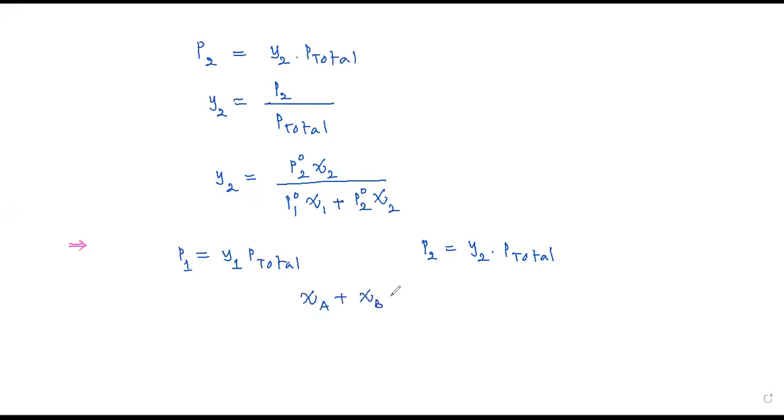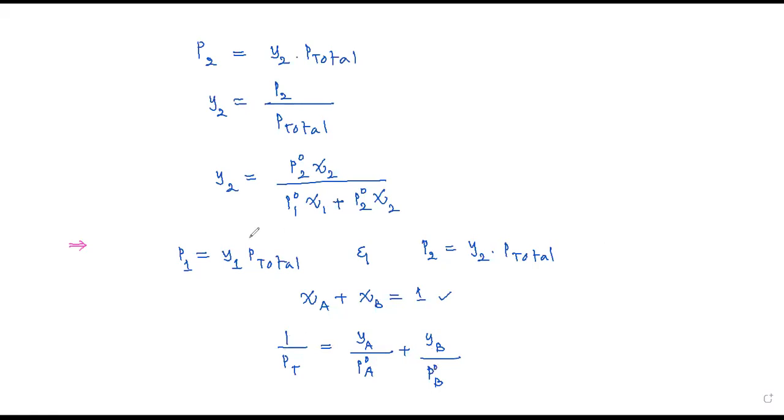XA plus XB is equal to 1. Sum of the mole fractions of all the components in a solution can be taken as 1. We can actually consider this relation and modify the equation as 1 by P total is equal to YA by P0A plus YB by P naught B.